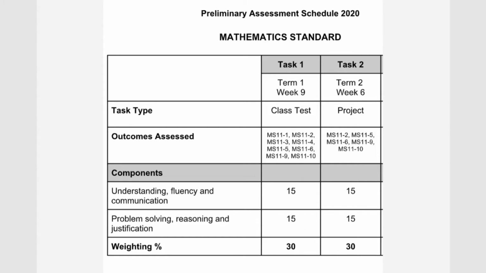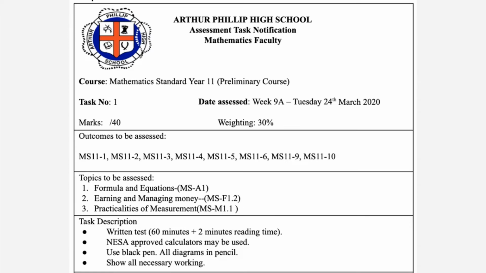The first report is based on the first 2 tasks that Year 11 standard have completed. The first one was a class test. The second one was a project in the form of an investigation. The first task was a written test.